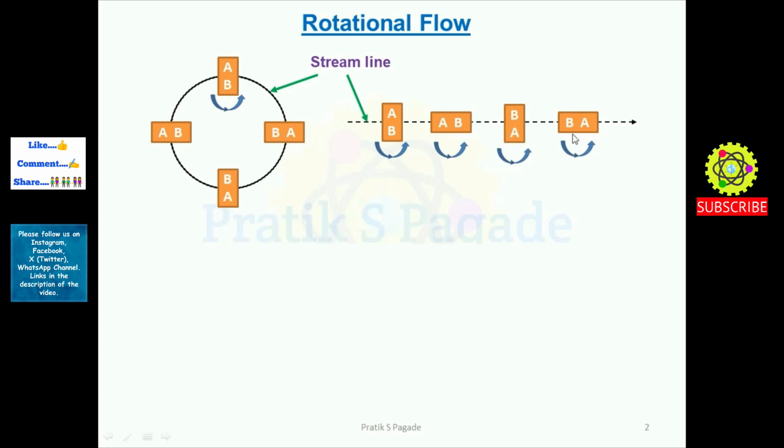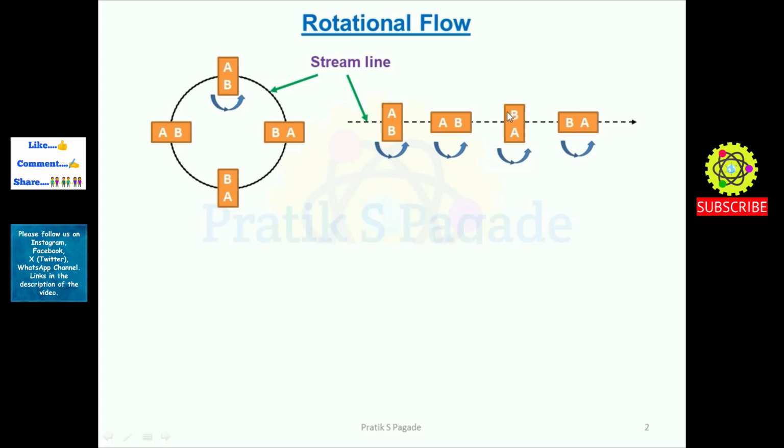Now let's see the second example. This is a streamline, and in this streamline a fluid particle is flowing. In this case also, the fluid particle is rotating about its own axis in the anti-clockwise direction. At the first position, A is at the topmost position and B at the bottommost. After rotating, at the leftward position there is A and at the rightward position there is B.